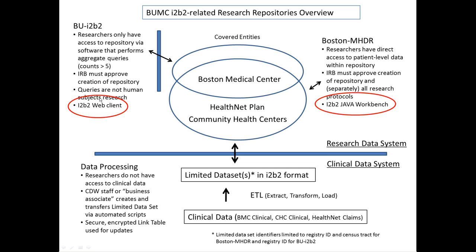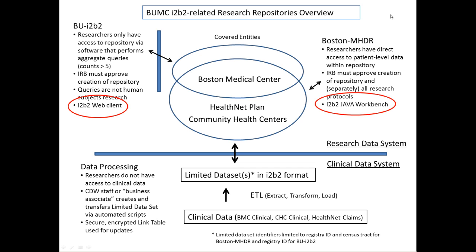BU I2B2, which is this thing that I just described, only includes data from Boston Medical Center. The MHDR, which is the system where we have the home cell available, is actually a much bigger system. It includes data from 8 community health centers as well as Boston Medical Center. It allows users to pull out patient level data for research. Every protocol needs its own IRB research approval, and researchers use it through a dedicated research workspace.